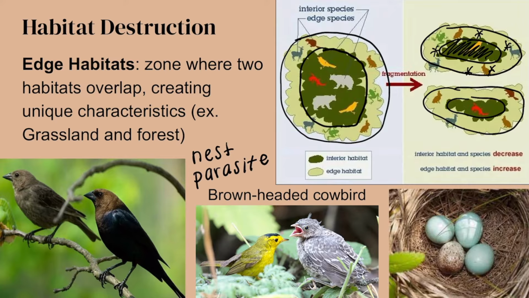eggs in their nests. What these cowbird chicks do is, you can see on the bottom we have a cowbird chick and a songbird. These chicks are large, and what they'll do is hatch and then push the other chicks out of the nest until the songbird is just stuck taking care of this cowbird chick. So this is really another negative piece to habitat destruction.